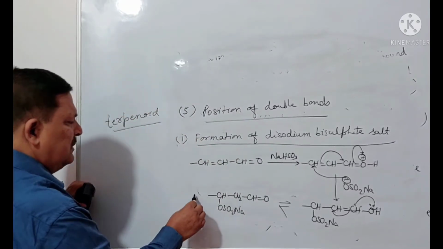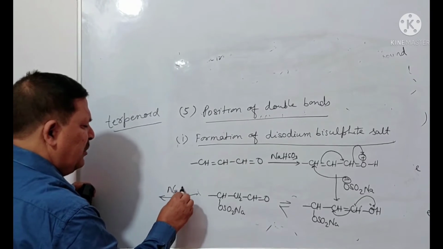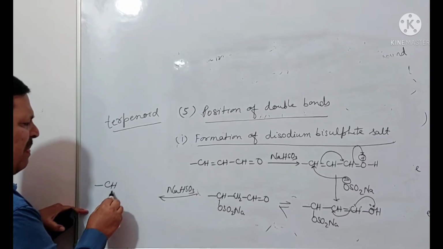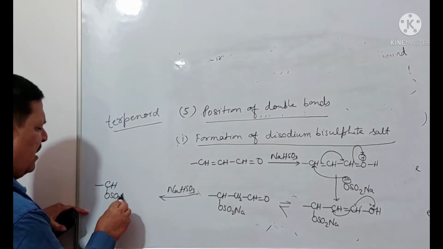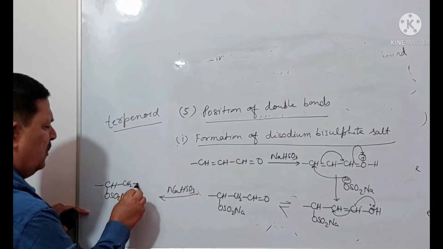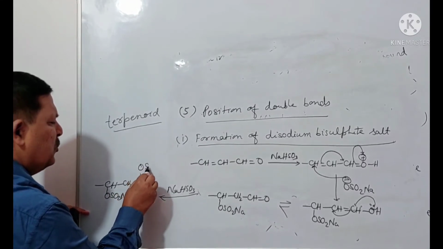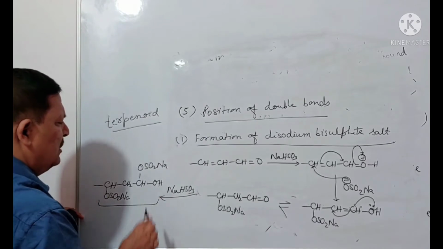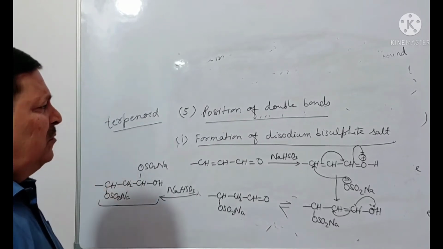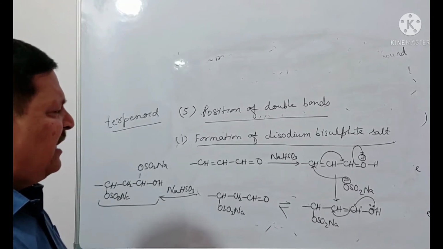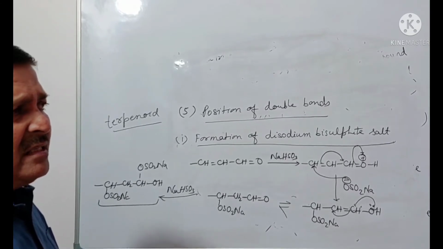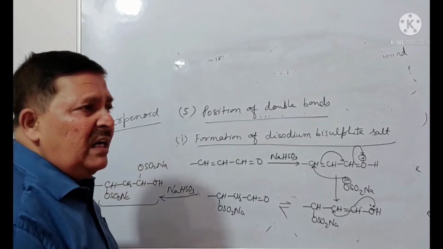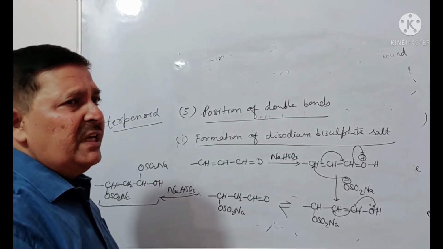And then it can react with the second molecule of sodium bisulfite to provide us CH OSO2Na. This is CH2, CH OSO2Na, and this one is OH. This is called disodium bisulfite salt, and it is the characteristic of alpha beta unsaturated carbonyl compounds. This reaction confirms that one double bond is conjugated with the aldehyde group.